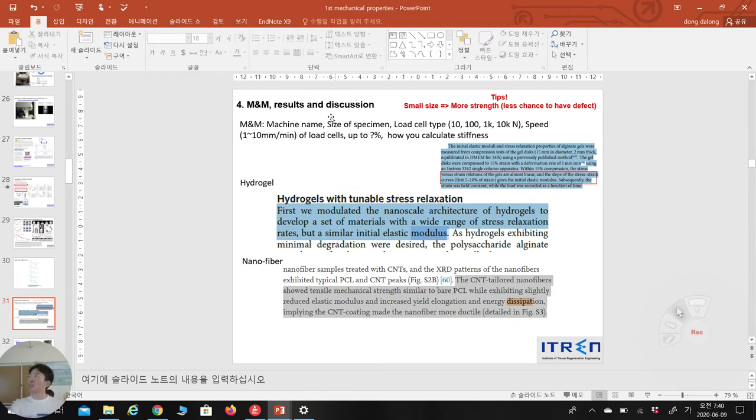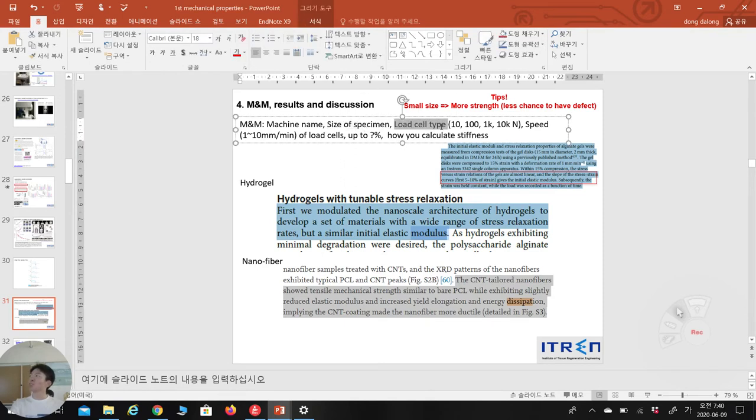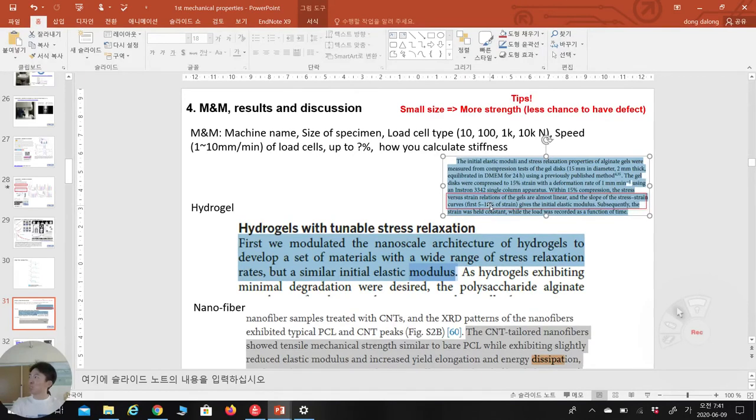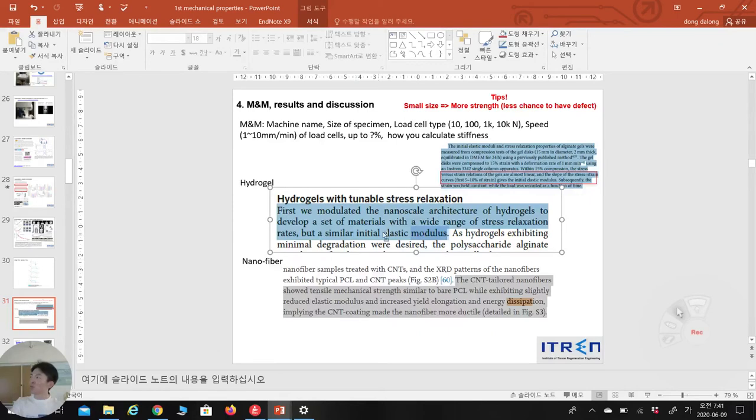And then the size of the specimen, the load cell type, 10 newton, 100, 1k, 10k newton, and the speed, and then up to what percentage of strain you apply for getting stress relaxation or other things. And then how you calculate the stiffness. So in here, they mention the first 5 to 10% of strain, they measure the slope, which means how they measure the stiffness, okay?